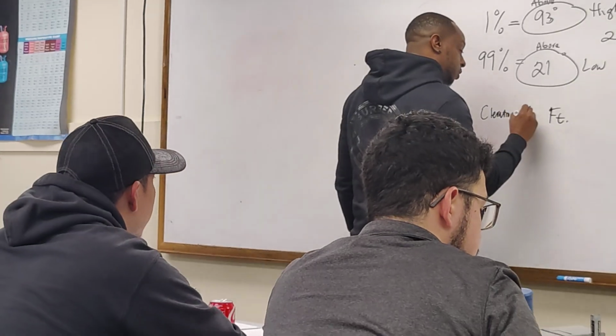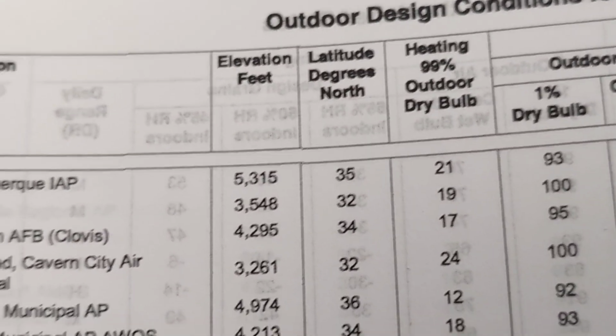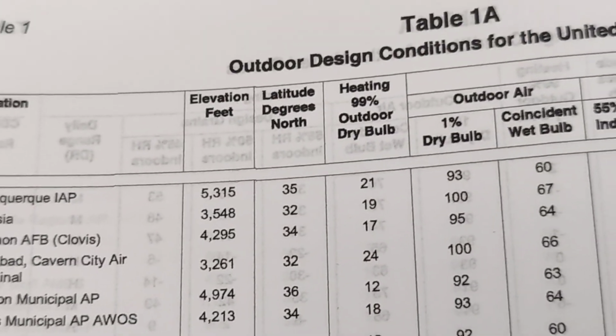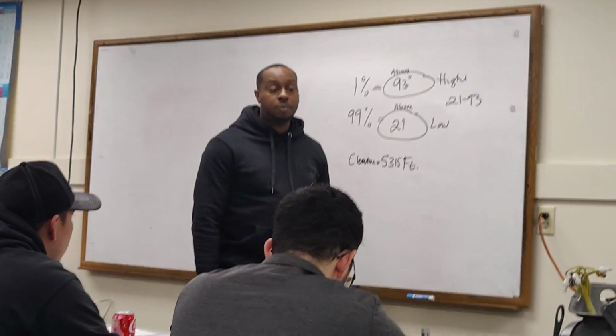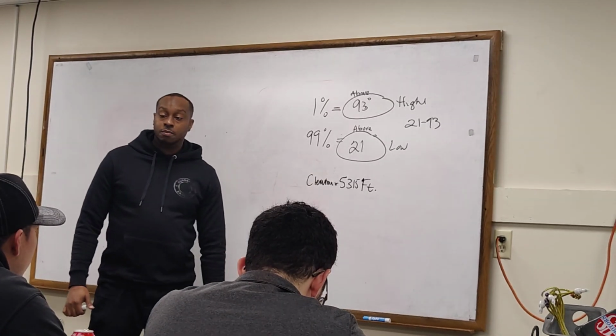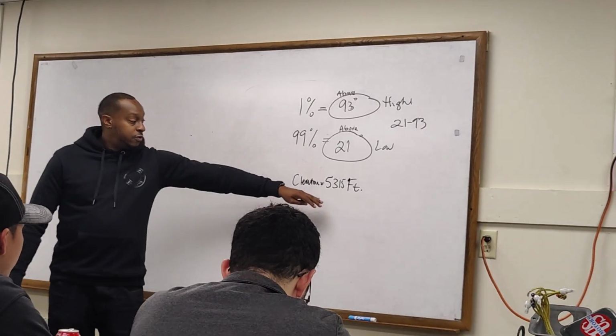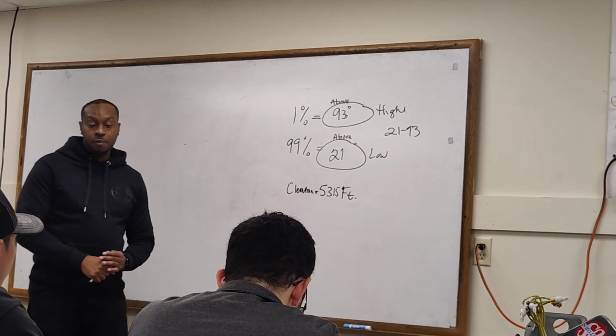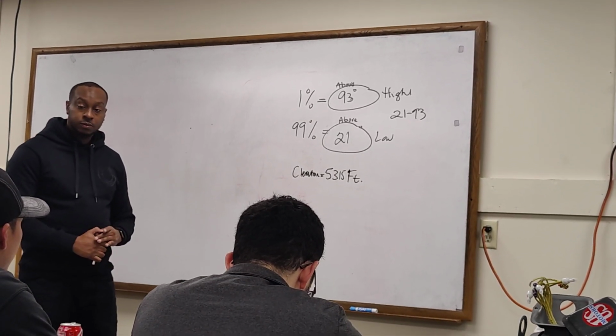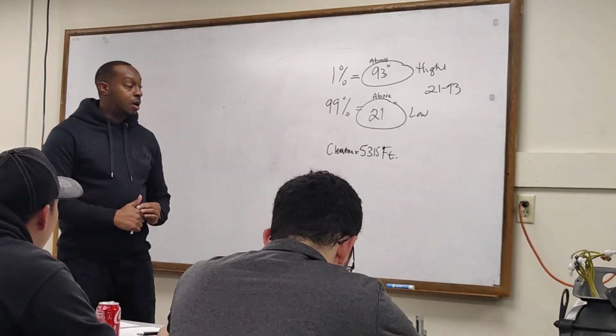5,000. 5,300 and what? 15. So what does that say? If you hear that kind of elevation, what do you think the terrain is in Albuquerque, New Mexico? Mountainous. Why? It's high elevation. Anybody know how much is a mile? About 5,000 feet, approximately.